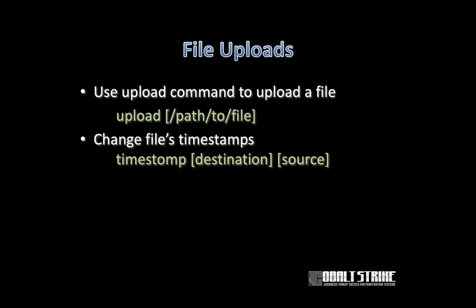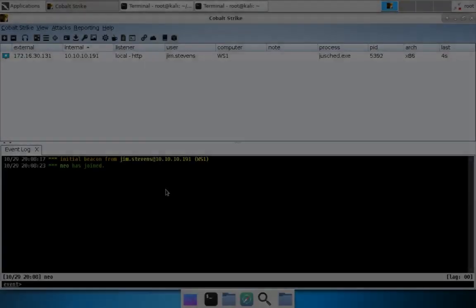If you want to change the timestamps of the file to make it blend in with something else on the target, use the timestamp command. Timestamp will update the MAC values for the file, so modified, accessed, and created. And you do not need special privileges to do this. You just need write permission for the file.